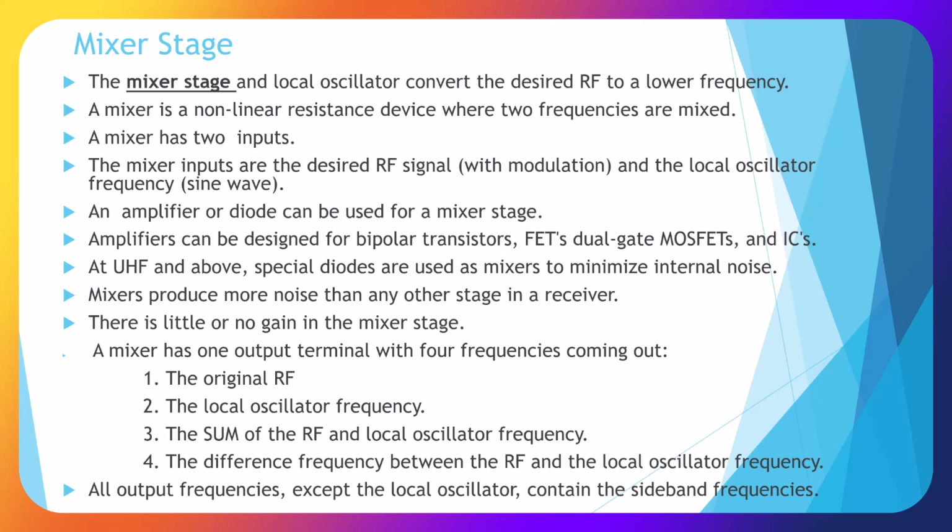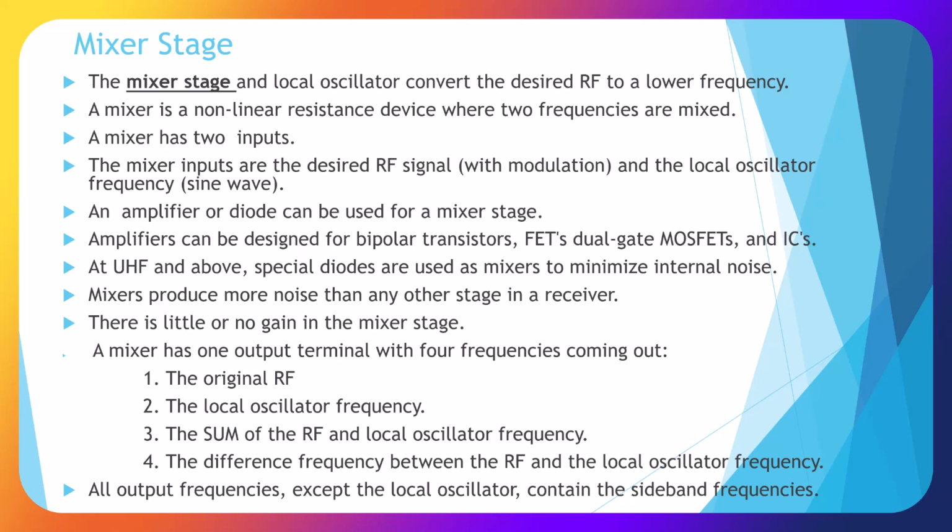An amplifier or diode can be used for a mixer stage. Amplifiers can be designed with bipolar transistors, FETs, dual gate MOSFETs, and integrated circuits. At UHF and above, special diodes are used as mixers to minimize internal noise. Mixers produce more noise than any other stage in the receiver. There is little or no gain in the mixer stage.